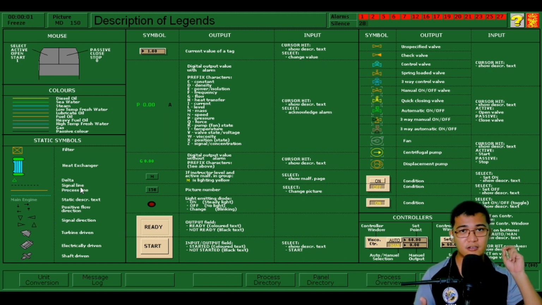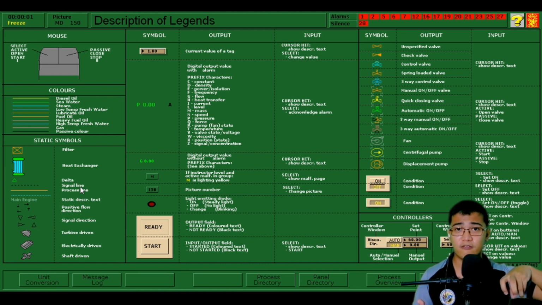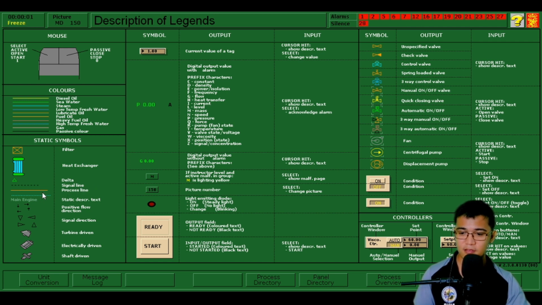Meaning there is a certain signal na tinatransmit, whether it's a signal to open our valve or to close our valve, so pwedeng ganon. Okay? So basically this involves electronics. So next is our process line. So it will involve this one.